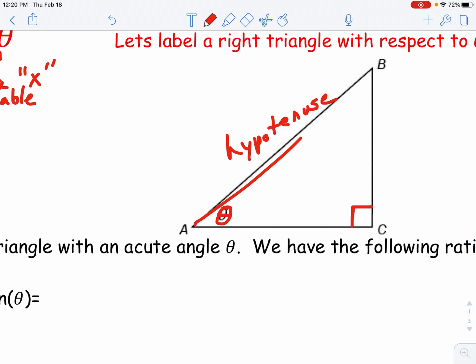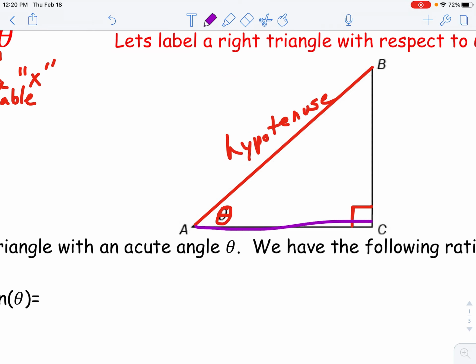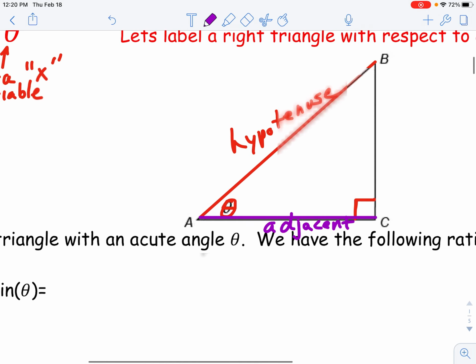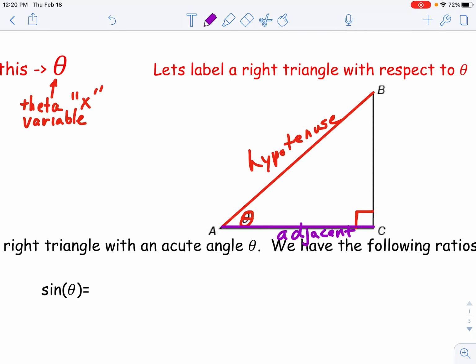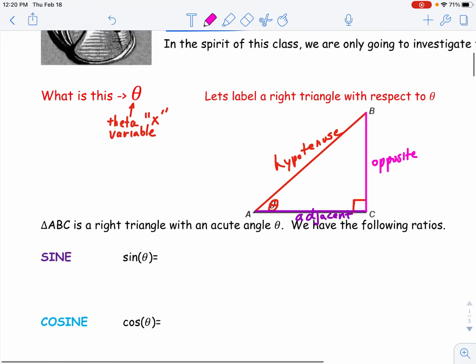All right. So you got the hypotenuse. And then the adjacent side is the leg that touches theta, so that's what adjacent does. And then we got opposite. The opposite side does not touch theta. All right, so with respect to this angle measure theta, we have 3 sides: hypotenuse, adjacent, and opposite.